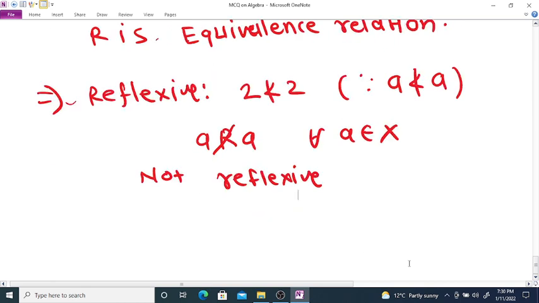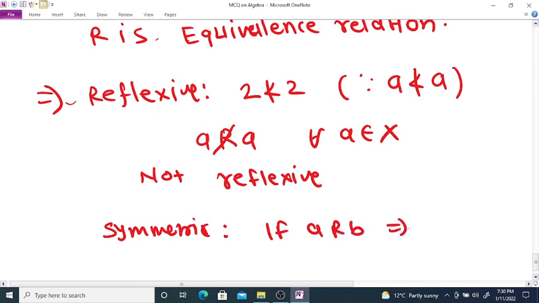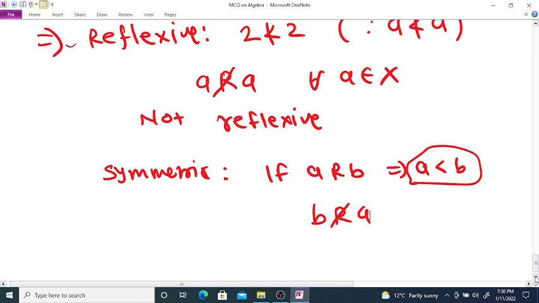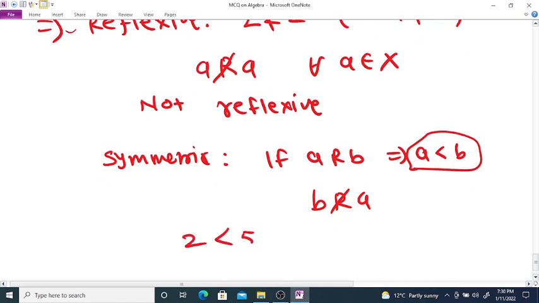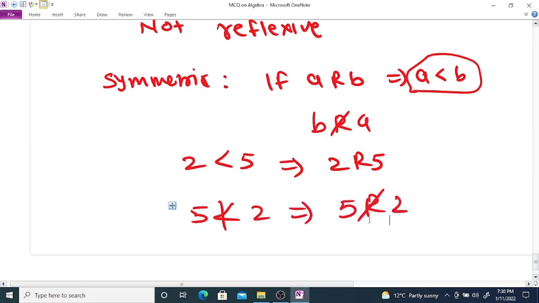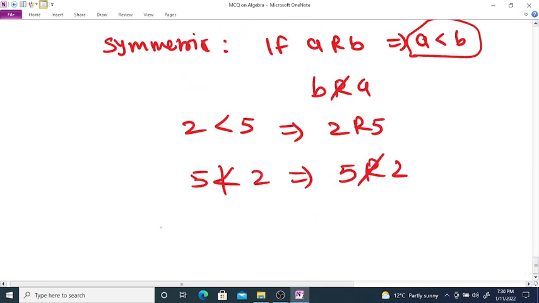Then next, symmetric. If a is related to b, this implies a is less than b, but this does not imply that a is greater than b, that is, this does not imply b is also related to a. Since 2 is less than 5, 2 is related to 5, but since 5 is not less than 2, 5 is not related to 2, and hence the given relation is not symmetric.